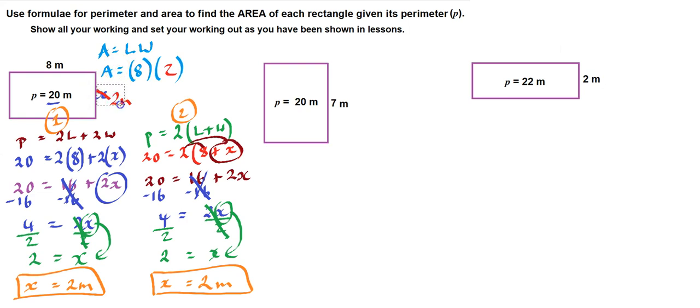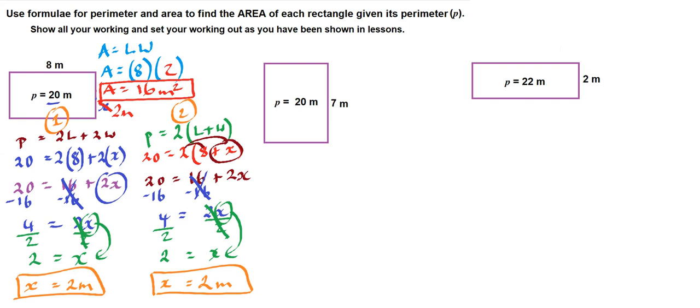I can just drop this down a little bit. Okay, area equals 8 times 2 is 16. 16 what? We're talking about meters, we're talking area, so it's got to be squared. And so the final answer is the area equals 16 meters squared.